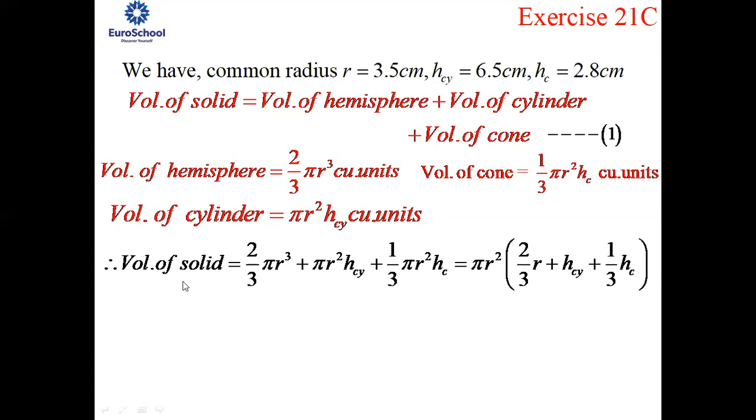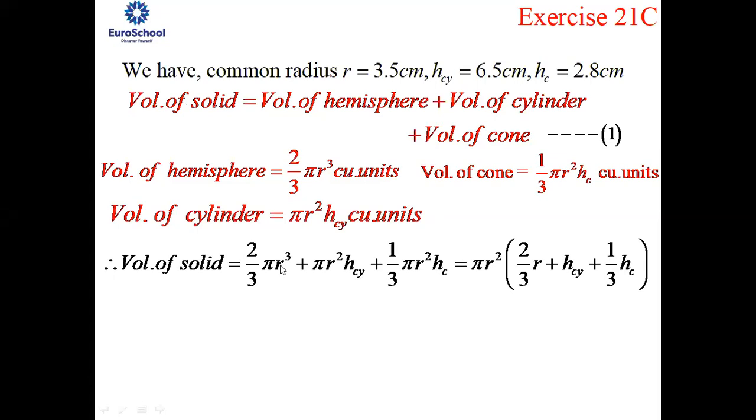So what will be your volume of the solid? When you substitute, you get this. Now, when you look at all the three terms, you have got pi common in all the three terms, and as we have a common radius, the value of r is going to be the same throughout, right?